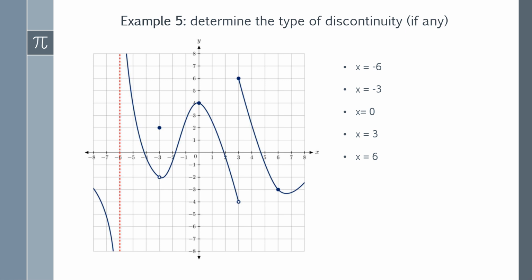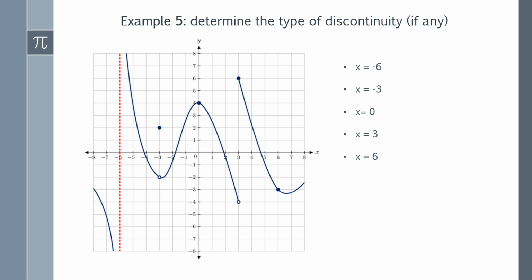Now, let's take a look at an example where we're given a graph of a function and we would like to determine the type of discontinuity, if there are any. And here you have a bunch of points listed. Okay, so let's go through one at a time.